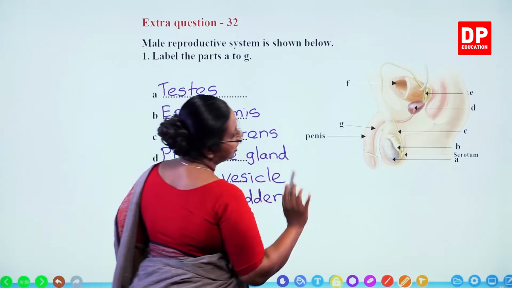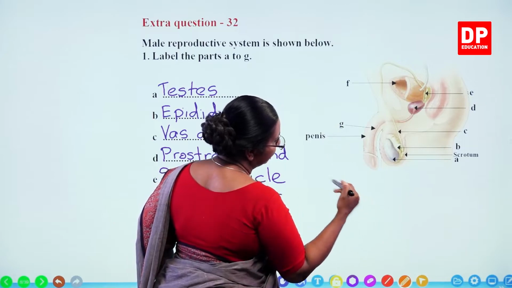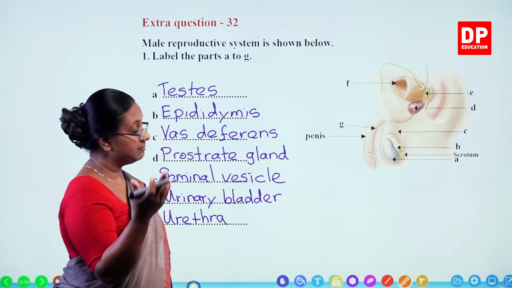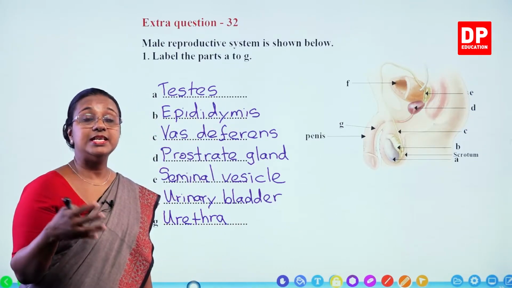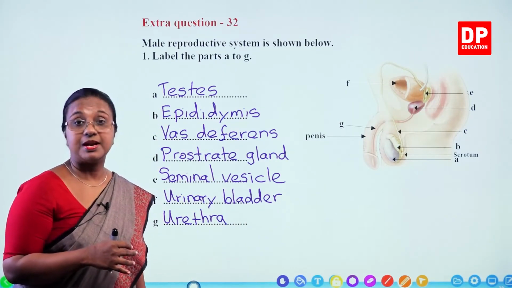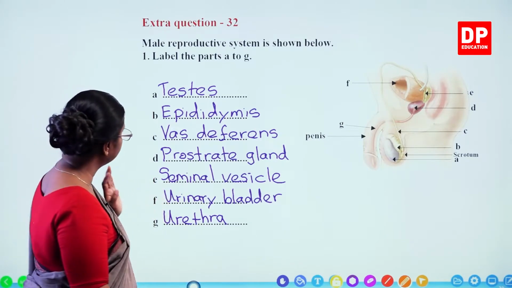The other two structures are labeled in the diagram. The scrotum, that is the sac inside which we have the testes in males, and also the penis. That is what ejects the sperms into the female reproductive system. So, those are the parts of the male reproductive system.